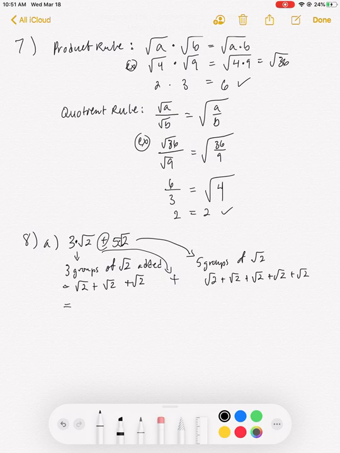How many groups of square root 2 do we have? So we have 1, 2, 3, 4, 5, 6, 7, 8. Okay, so when I add those together, I should end up with 8 square root 2. This is the long way. I have 3 groups of square root 2 added to 5 groups of square root 2. And since I have 3 of them and added to 5 of them, I should get 8 of them, right? Okay, so the answer to the first one is 8 square root 2, part A.